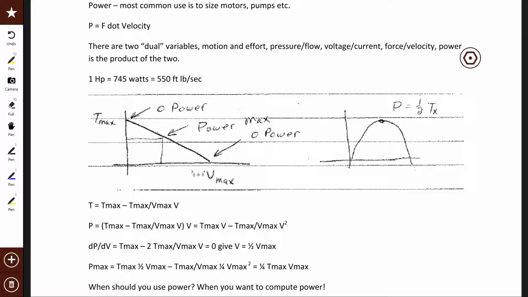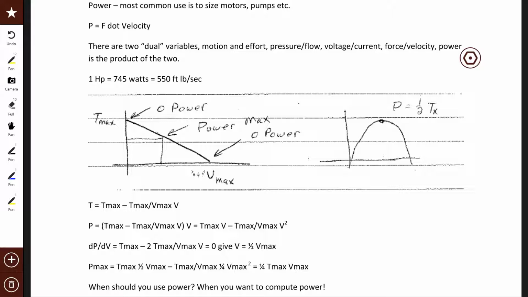So the most common is the size motors and things like that. The equation is power equals F dotted with velocity. So you find the force, so it's the power of a force, right? You take the force and do a dot product with velocity. You know what dot products are. It's the force times the velocity times the cosine of the angle between them. That's the easiest way to do it.